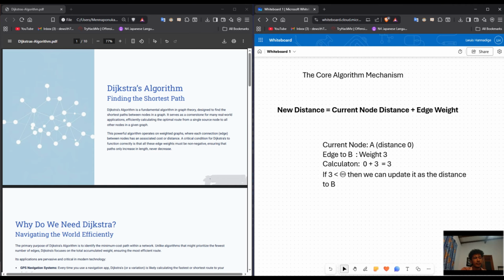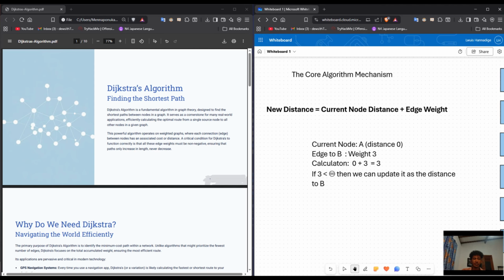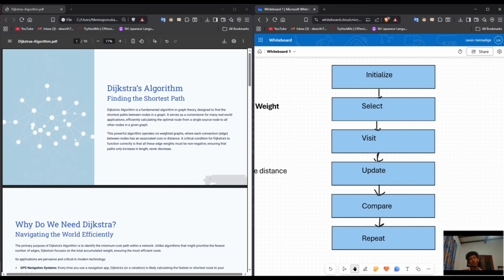We are adding the current node distance and the edge weight, then we can get the distance to the node you want to visit. So there are steps to do this. First, we have to initialize. What is being initialized? Set the start's distance to 0 and all the others to infinity. As I said earlier, your source node should be 0 and all the others should be infinity. And select what you are going to visit.